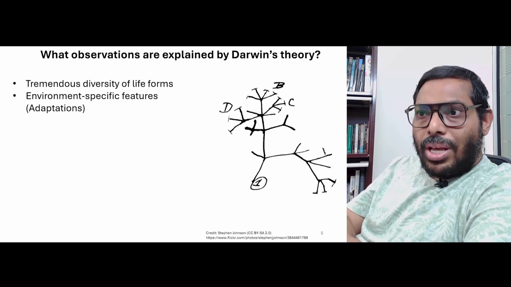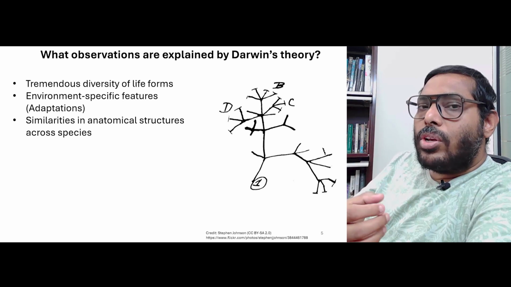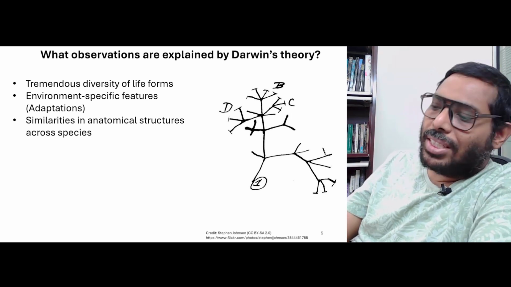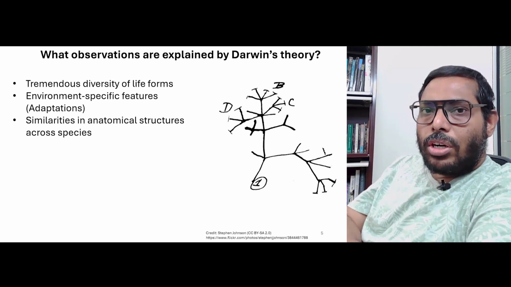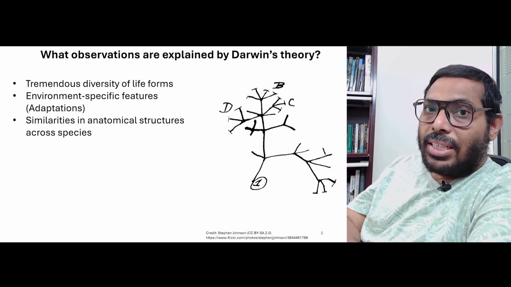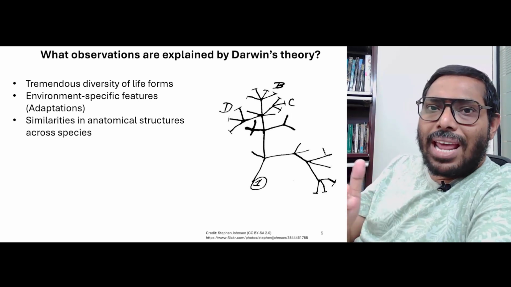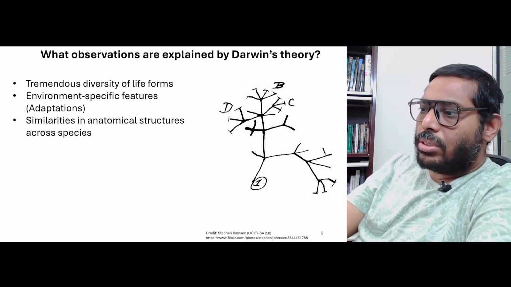Similarly, as I told you, the environment specific features, adaptations, Darwin's theory of evolution by natural selection has an automatic explanation for how adaptations are happening. You remember in the last discussion we talked about the observation that many comparative anatomists in the Middle Ages were making, that there seems to be various degrees of similarities in anatomical structures across species. And what Darwin said was, yeah, that is obvious.